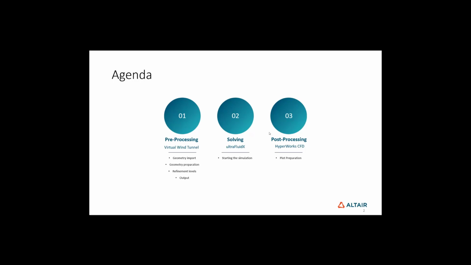For pre-processing, we will use Virtual Wind Tunnel, where we will import the geometry, prepare the geometry, then specify some refinement levels, and also tell UltraFluid X which variables we want to export. Then we will upload the simulation to a cluster where UltraFluid X is installed, and we will start the simulation there. Then when the simulation is done, we will look at the results and prepare some plots and some section cuts. So let's get started in Virtual Wind Tunnel.